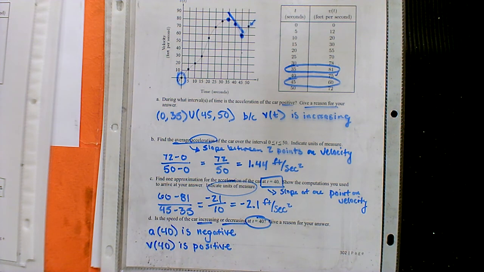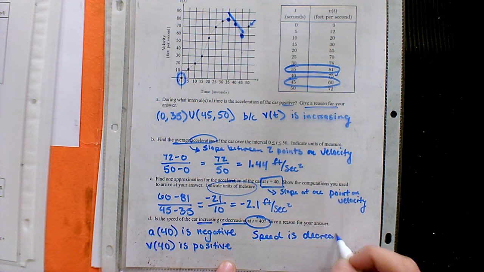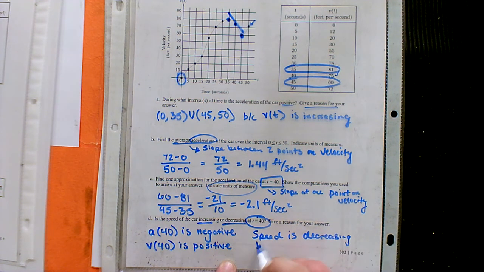So if we are accelerating to the left but moving to the right, that's pulling us in opposite directions, so we're going to slow down. Okay, our speed is decreasing. So speed is decreasing because acceleration and velocity have opposite signs.